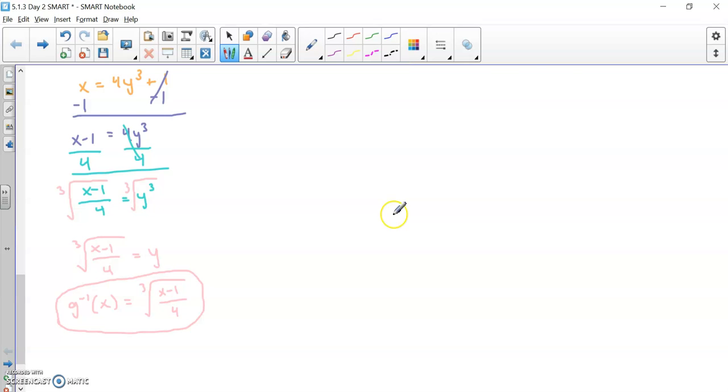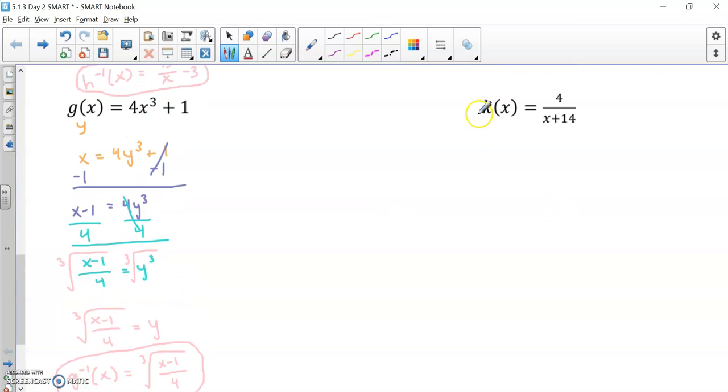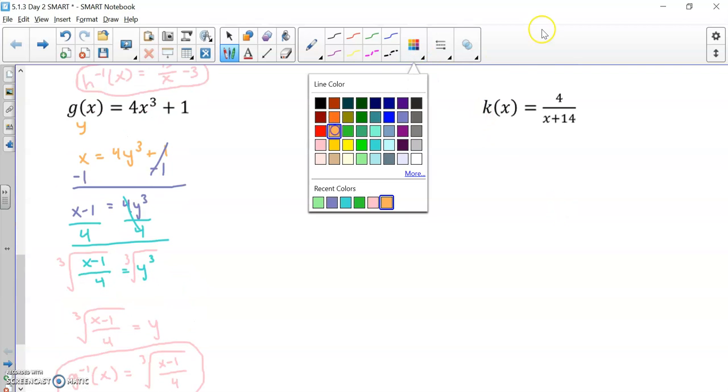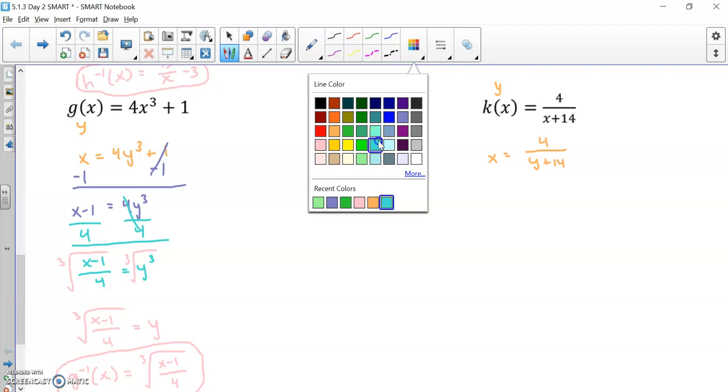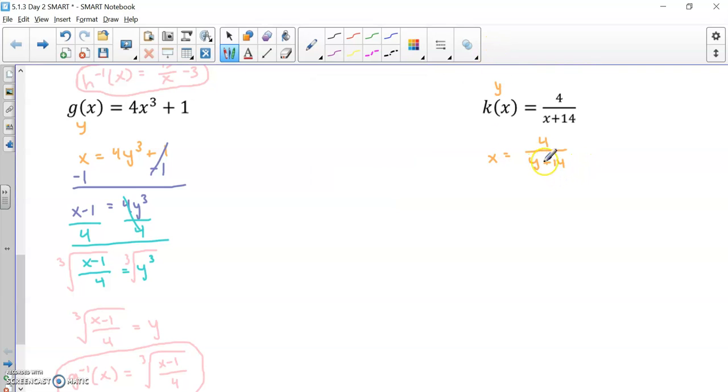Okay, one last problem here. We have k of x this time. So this one's just like the first one, where we have x in the bottom of your fraction. So let's start by flipping them. So x equals 4 over y plus 14. And then we can go about our next step, which is to multiply both sides by the denominator. In this case, I have a y plus 14 here, so that's what I'm going to multiply by. Whatever the bottom is, that is what you multiply by.